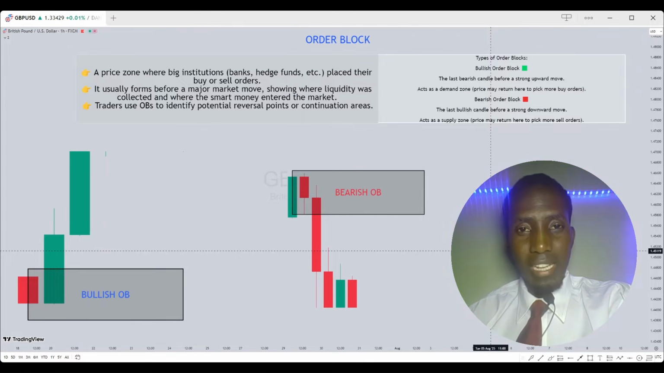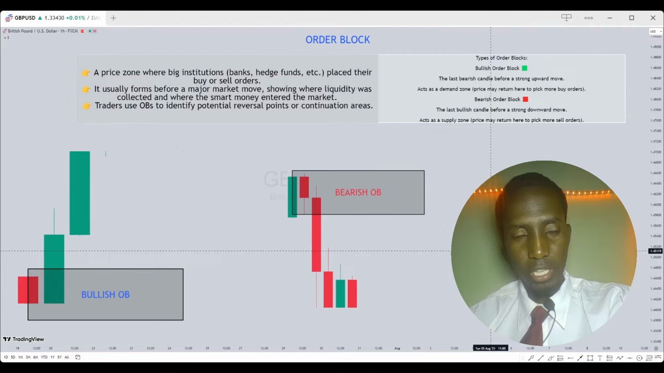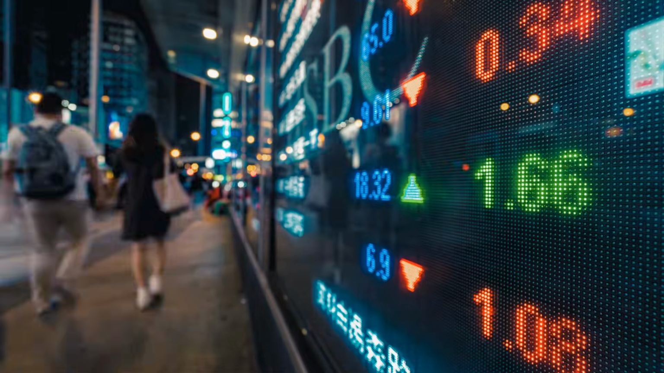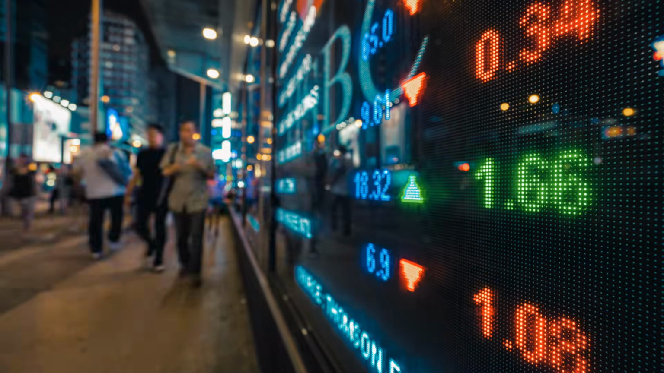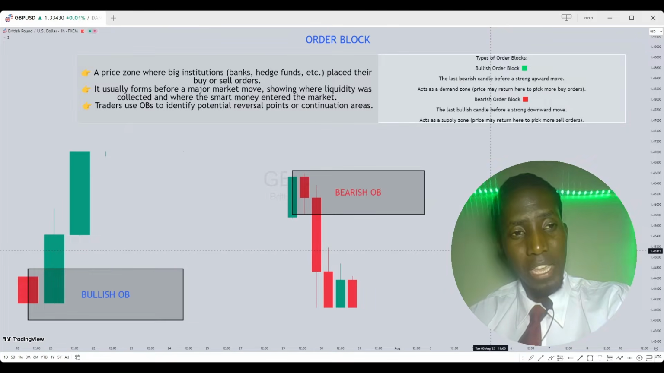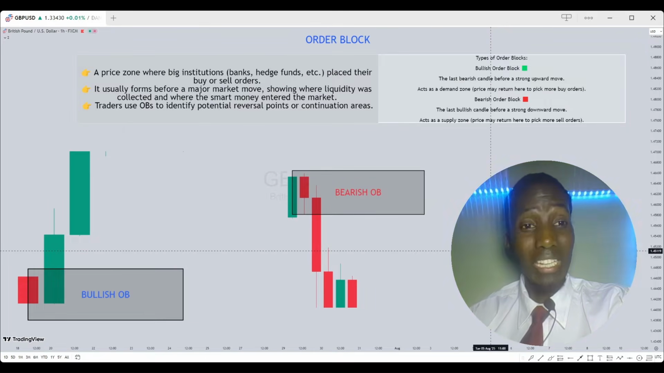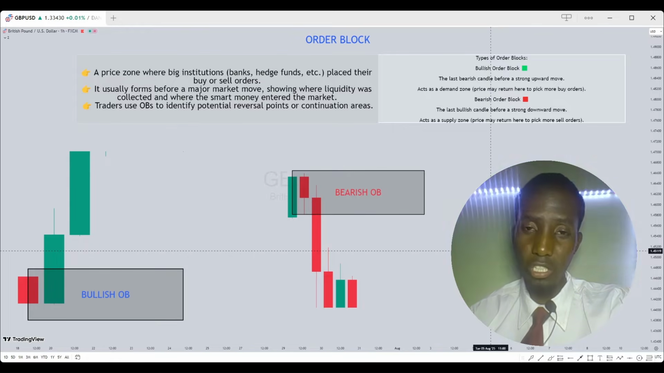Let's continue. Let's identify a simple definition of the words order block. Order blocks are price zones where big institutions like banks and hedge funds place their buy or sell orders. Traders also use these order blocks to identify potential reversal points or continuation areas.